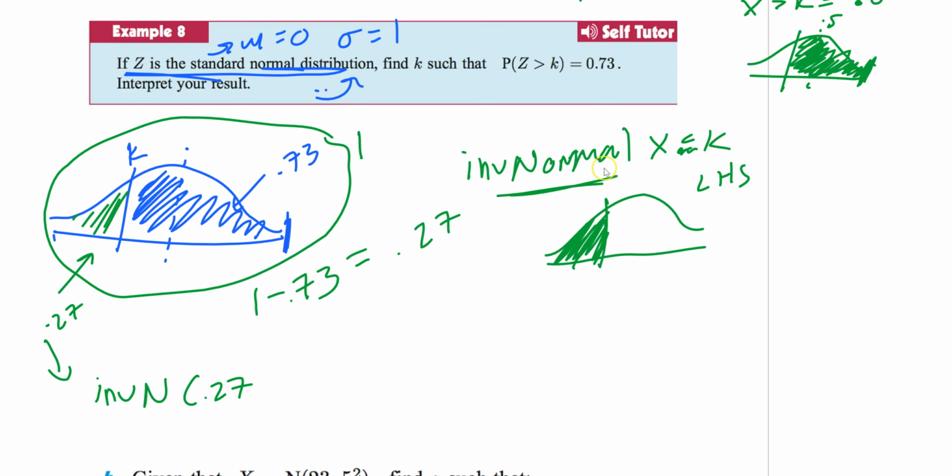So it's one of those things. And then, since they said standard normal, I'm going to use 0 and 1. Then I'm going to get my answer. Let's plug it in and see it.